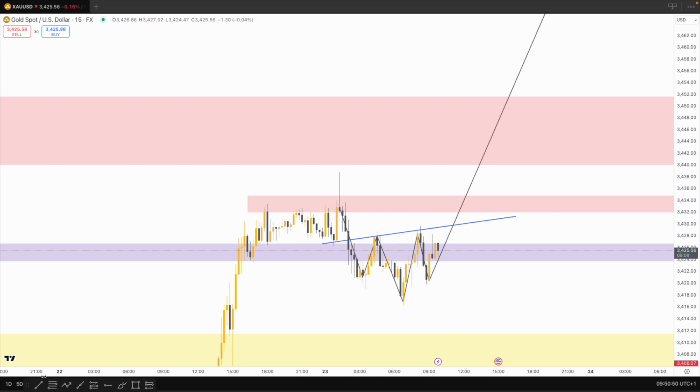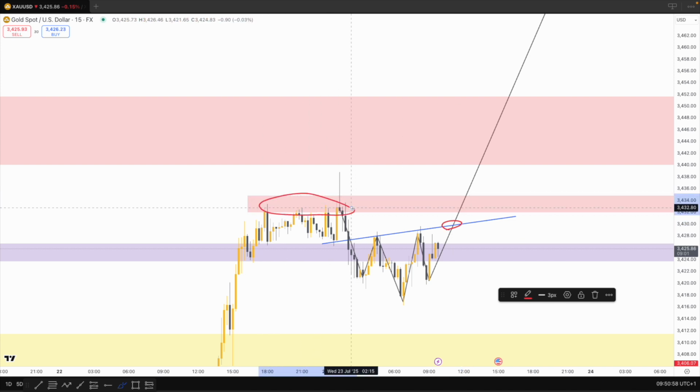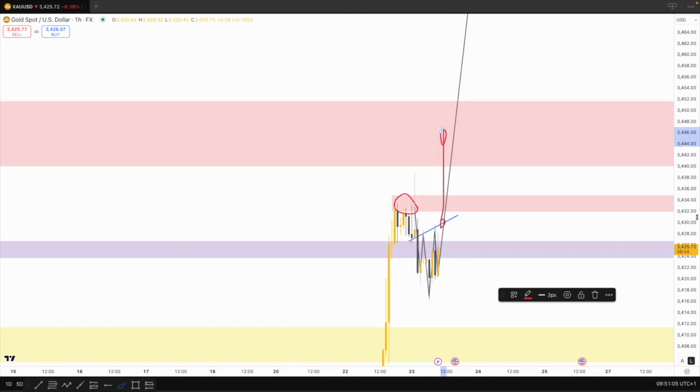If we are to see price break through this neckline somewhere around here, we are most definitely going to see this recent higher high broken through, with price continuing on somewhere into this range here. So that's going to be our midweek technical analysis.